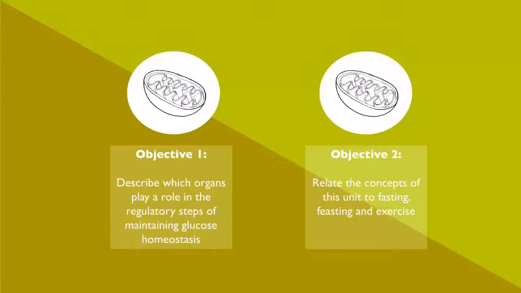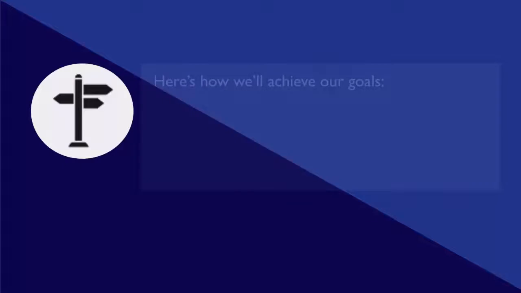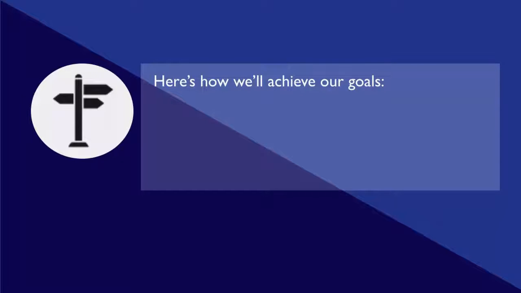At the end of the lesson, students should be able to describe which organs play a role in the regulatory steps of maintaining glucose homeostasis, and relate the concepts of this unit to fasting, feasting, and exercise. We will achieve these goals by using a case study of a character that wants to gain muscle.